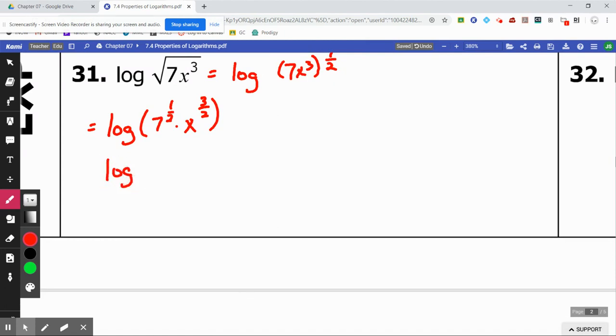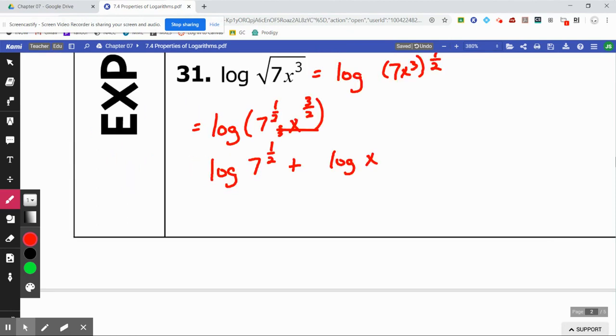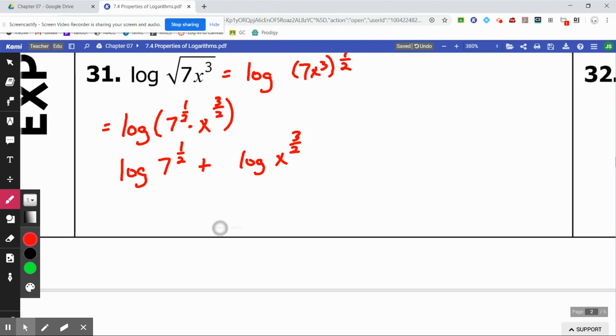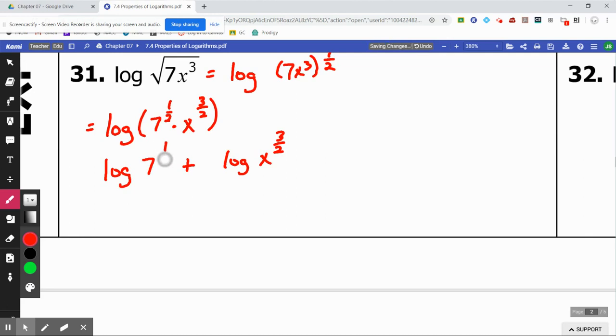Split it with addition. The log of a product is the log of 7 to the 1/2 plus the log of x to the 3/2. Now your exponents can be brought back down front. The 1/2 could be written down here. The 3/2 can be written out there.